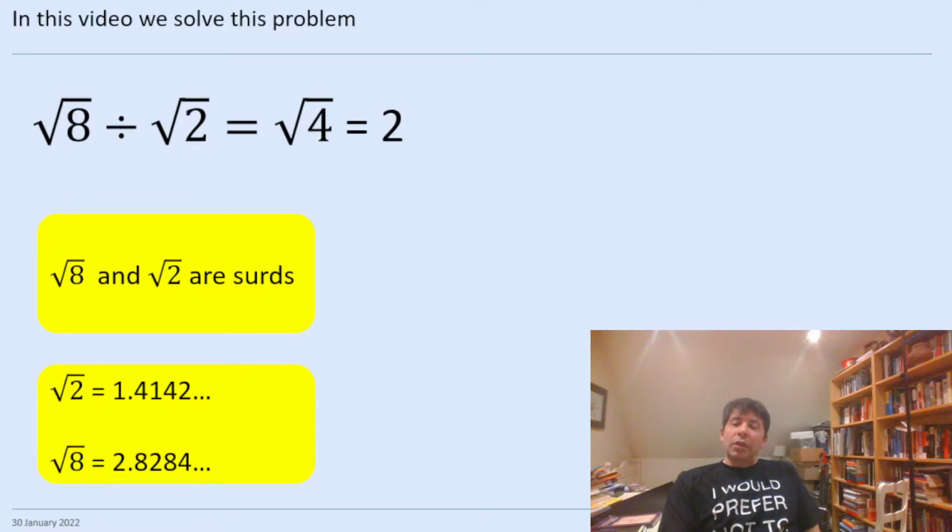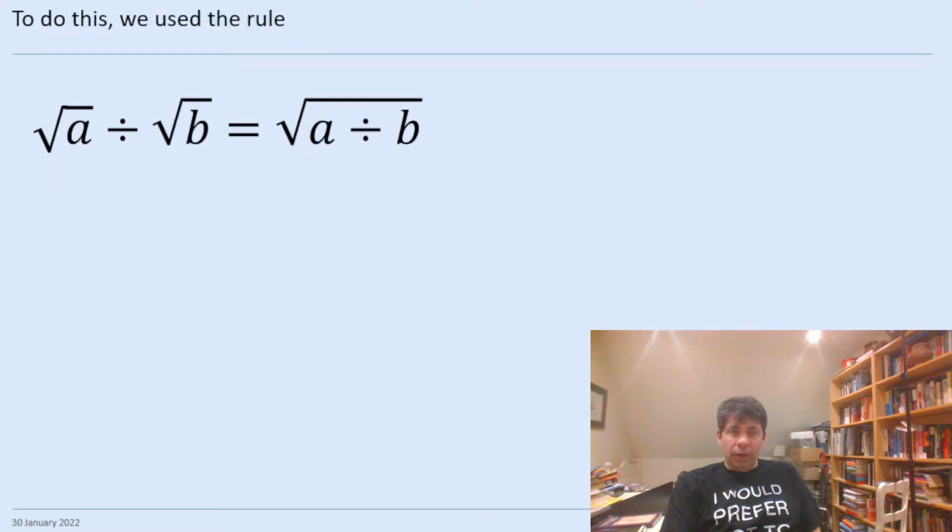Root 4 is 2. 2 times 2 is 4. I mean, root 4 could also be minus 2, but we're dealing with positive roots in this video. So the answer is 2, which is all very neat. So for instance, if we divided root 8 by root 2, we would get 2. And actually, we can sort of see that, because if we double root 2, we would get to root 8. 2.8284 is twice 1.4142 by the look of it. And indeed, that turns out to be right.